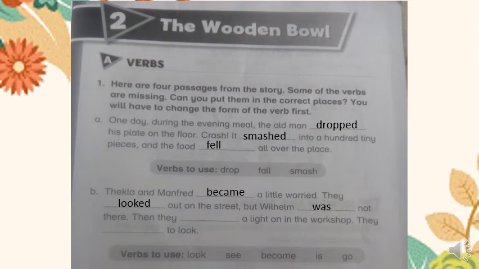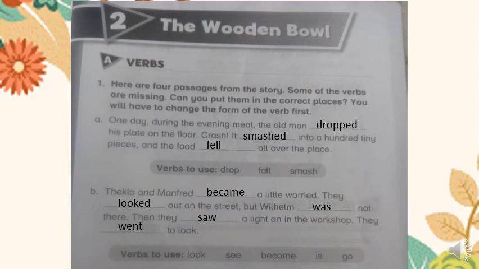Then they dash a light on in the workshop. Then they saw a light in the workshop. They dash to look. They go to look. No, it does not sound good. So what is the second form of go? They went to look for Wilhelm. So this is page number 9.